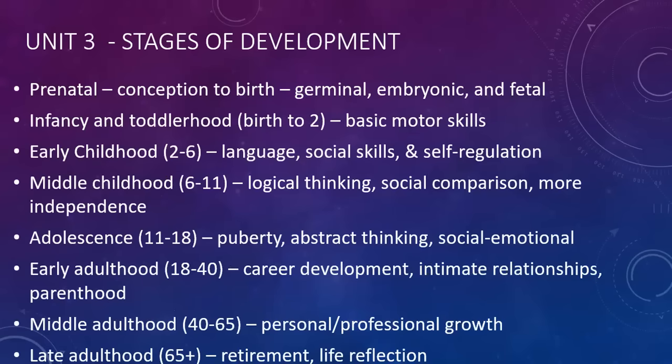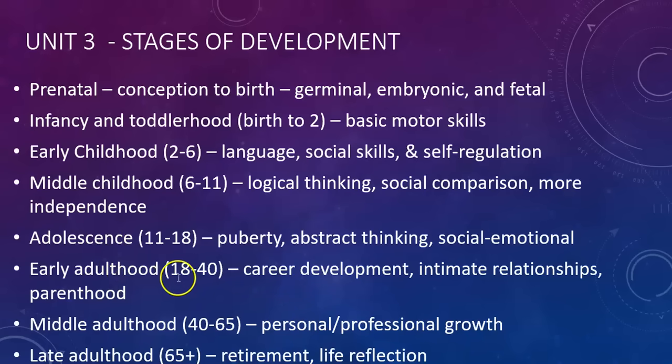All right, let's get into Unit 3, stages of development. So generally speaking, we have the prenatal stage here, conception to birth, and then you have infancy to toddlerhood, which will go from birth to age 2, in which you're refining your basic motor skills. Early childhood, 2 to 6, this is where you're going to begin to see language, things like we're talking about with Chomsky, social skills, and self-regulation. Middle childhood, 6 to 11, beginning logical thinking. You have the role of socialization, comparison, and more independence, and we're going to of course see that independence increase more in adolescence as puberty begins to take hold, along with more abstract thinking.